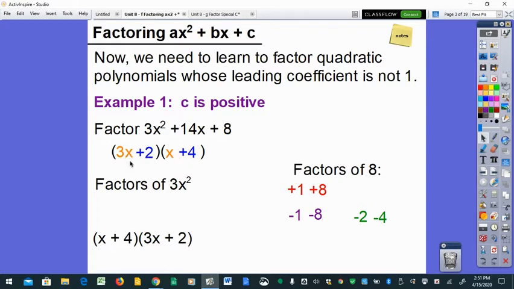So first would be 3x times x, which is 3x squared. 3x times 4 would be the outer, which is 12x. 2 times x is 2x. 12x plus 2x is 14x. And the last would be 2 times 4, which is 8. And I'm a happy girl. My factoring is one linear binomial being 3x plus 2, and the other one being x plus 4.